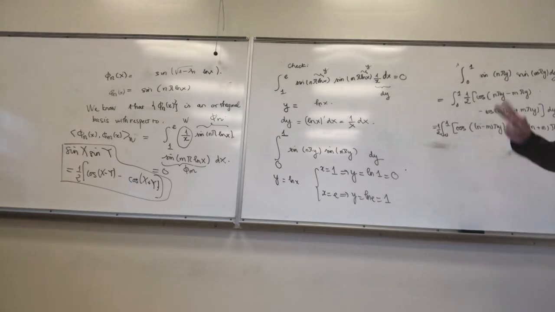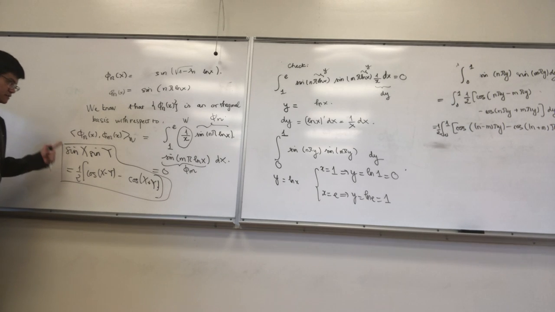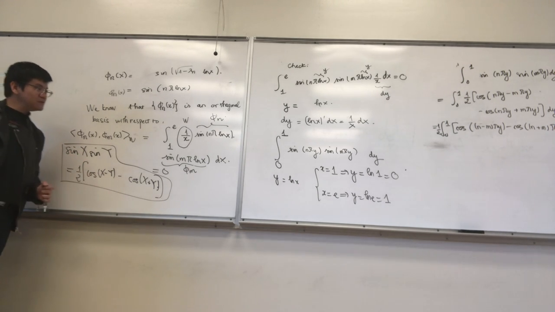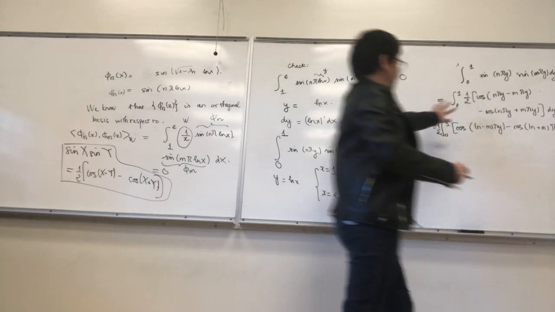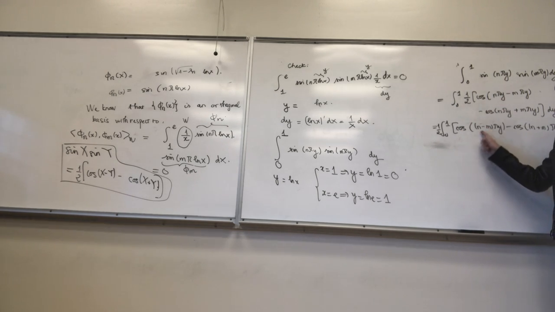Alright? Now I'm going to use this formula. Sinus x sinus y will be 1/2 of cosinus of x minus y minus cosinus x plus y. I plug it here. So this gives me 1/2 cosinus n pi y minus m pi y. Alright? And here I have cosinus n pi y plus m pi y dy. Right? I put 1/2 outside, I have cosinus of n minus m pi y minus cosinus n plus m pi y. And this is 0.